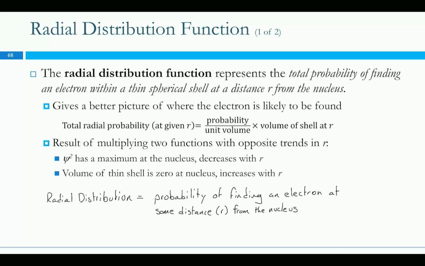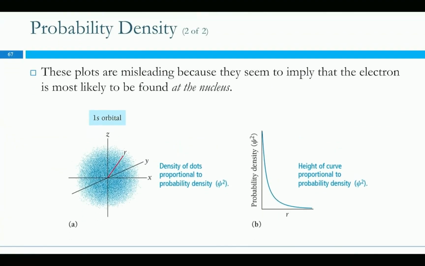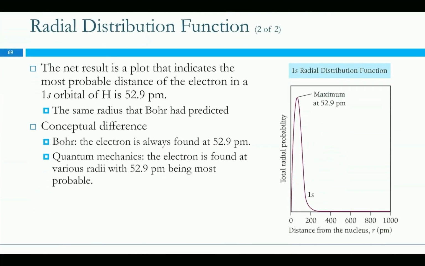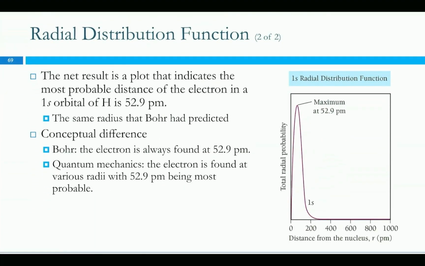And this kind of solves this issue of looking like at the center or at the nucleus, there's a high probability. Because what happens when you're at the nucleus, the volume of the thin shell at the nucleus is 0. And so the probability of finding it there is also 0. And then it increases as you go out, it maximizes at some distance, and then it goes back down again. So you can see that in this plot.